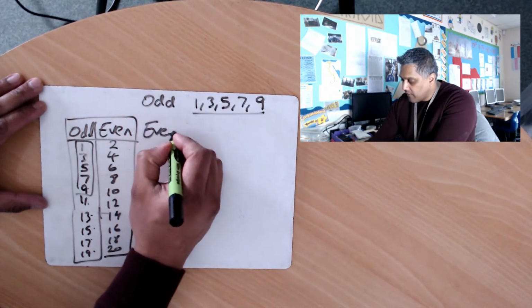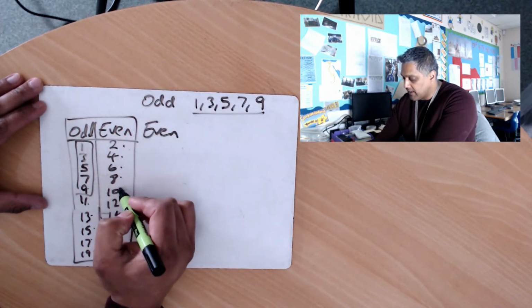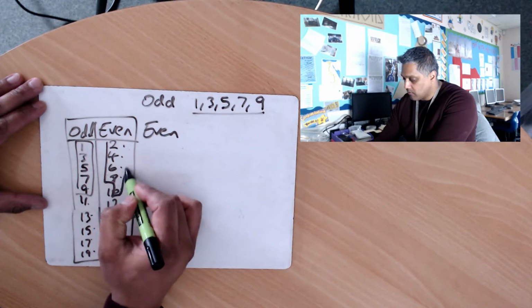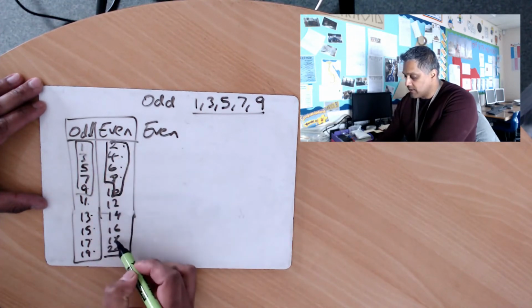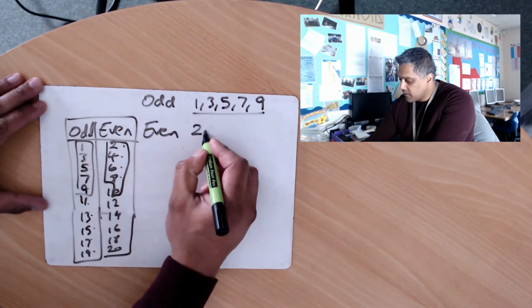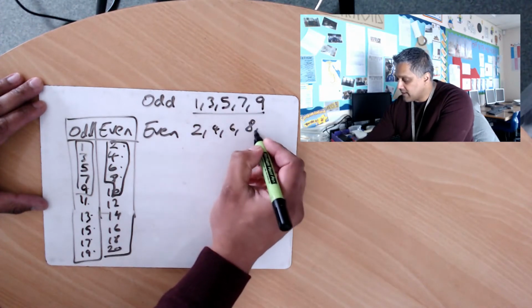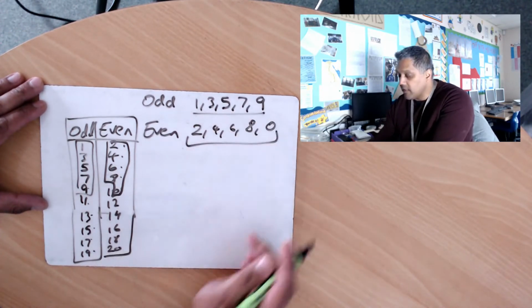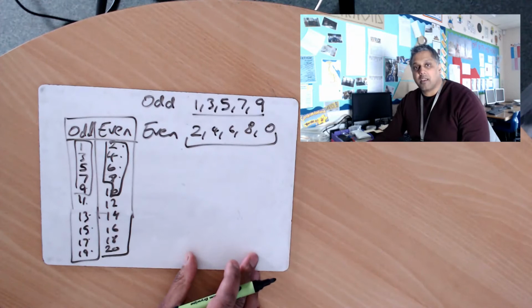And on the even side, 2, 4, 6, 8 and a 0. And again, 2, 4, 6, 8 and 0. So if it's a 2, a 4, a 6, an 8 and a 0 in the ones column, it has to be an even number.